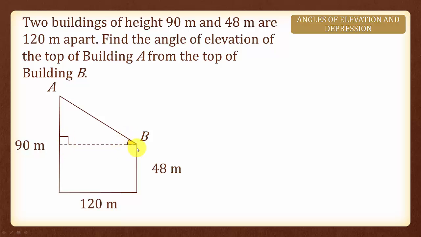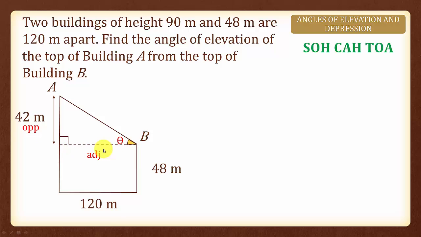In order to find the angle of elevation here, we will need to know which sides are given. And yes, we are given the length here, which is 90 minus 48 to give us 42 meters. And the length here is also given by 120 meters. So which trigo ratio are we going to use? The length here will be the opposite, and the length here will be the adjacent. And once again, we shall use the trigo ratio tangent theta equals to opposite over adjacent.